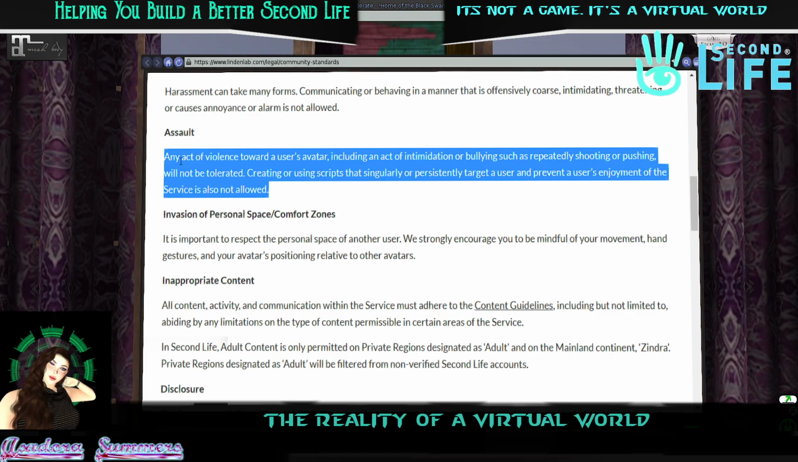Now, read this carefully. Any act of violence toward a user's avatar, including an act of intimidation or bullying, such as griefing, like shooting or pushing, toward a user's avatar, it's including the shooting and the pushing. But for it to include that, it's not ruling out other acts of intimidation or bullying, such as voice bullying.